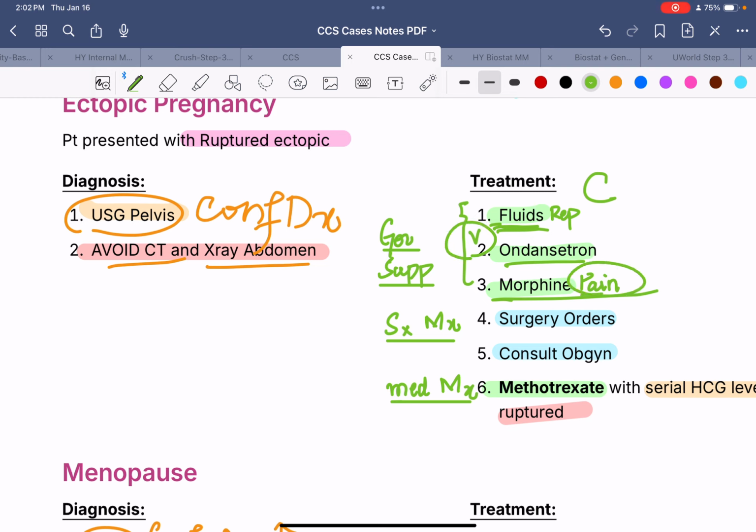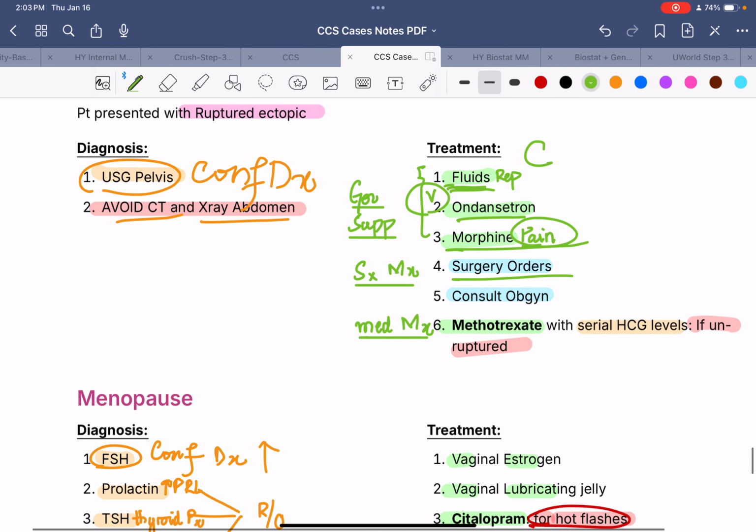And then of course you're going to surgical management, do all the usual pre-op surgical orders of NPO, informed consent, cefazolin, along with EKG, PT, APTT, as well as blood type and cross match, and then consult OB/GYN for emergency surgery. But if the patient still does not have any evidence for ruptured ectopic, then you can go for the medical management, specifically with methotrexate, and along with methotrexate you are going to monitor the serum beta HCG levels, whether they are going down or not.